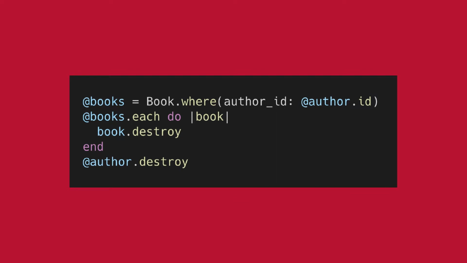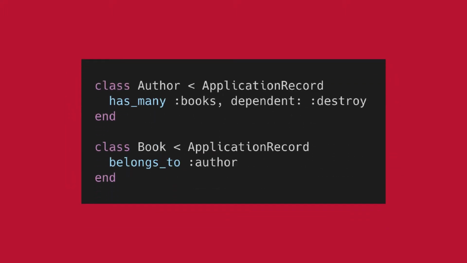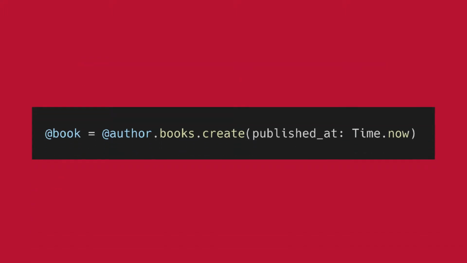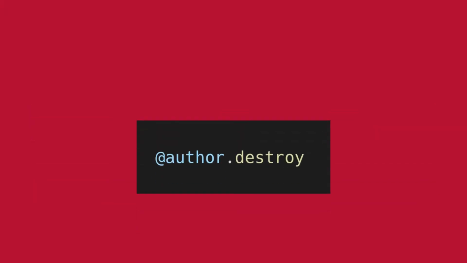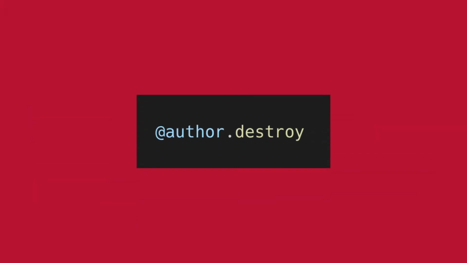By using Active Record associations, we can streamline these types of operations by telling Rails about the connection between the two models. With associations, this is what the model declarations would look like. Notice the has_many and belongs_to in our declarations. Now, creating a new book that belongs to a particular author is much easier. And by deleting the author, we automatically delete all of the associated books.